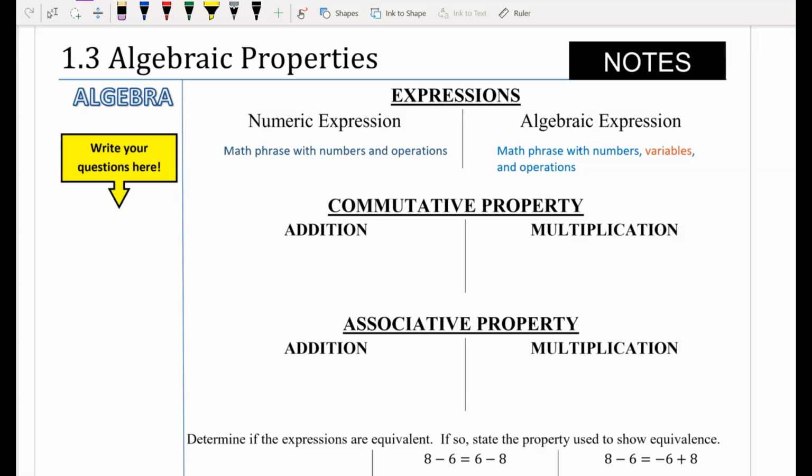Welcome to Lesson 1.3 on algebraic properties. First, let's talk about expressions.